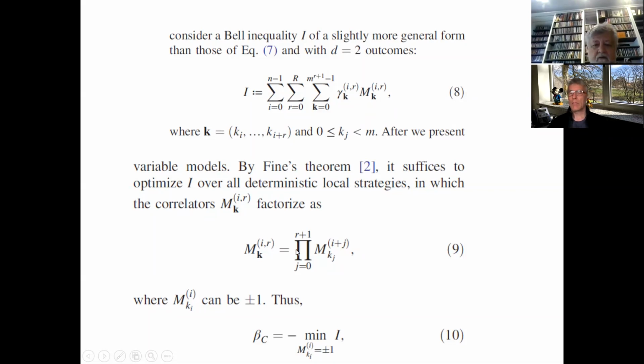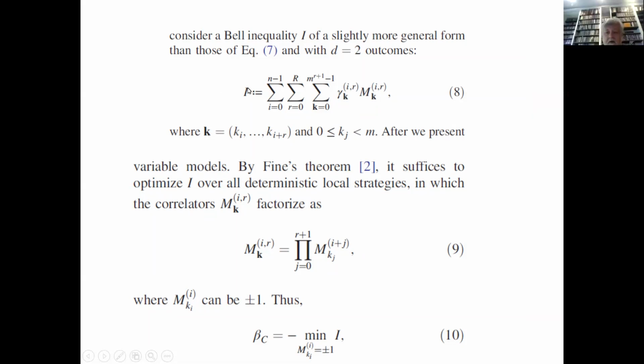I'm not going to go into details. Again, by Fine's theorem, we can replace the averages of the classical measurements, in the case of spin 1/2 or binary measurements, by the products of deterministic results that can be plus or minus 1. And therefore, finally, this classical bound is given by the minimum over all possible choices of these plus or minus 1s of the quantity I, which corresponds to, let's say, the classical energy of a local hidden variable.